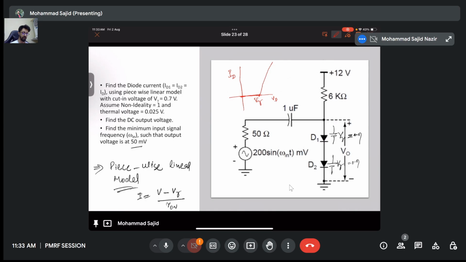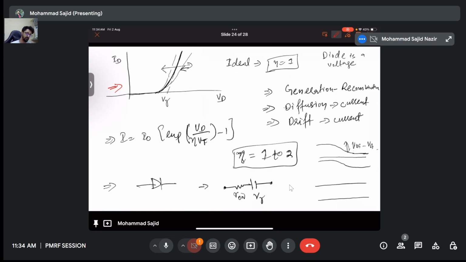I is (V minus V gamma) by R on. This is the model, or you can just replace it by V gamma. This is R on. Okay, this is a piecewise linear model for a diode, and the ideality factor is 1.